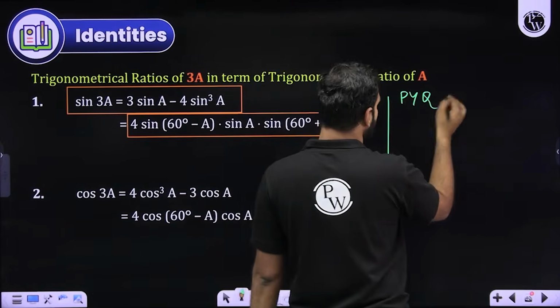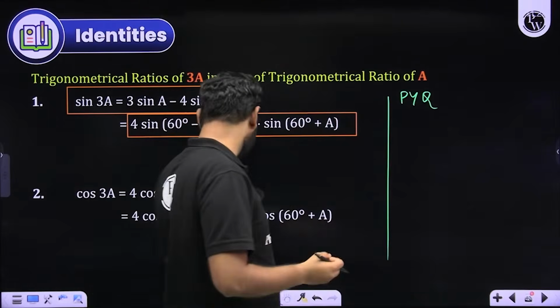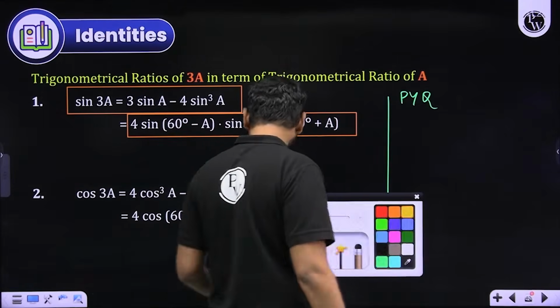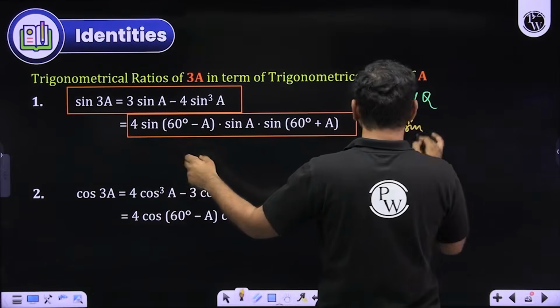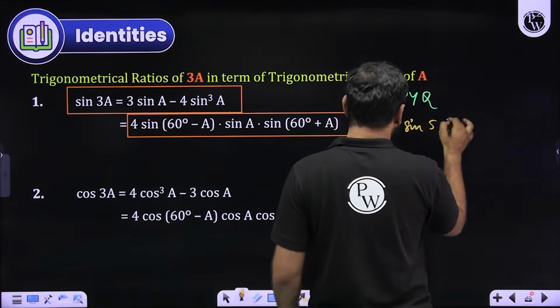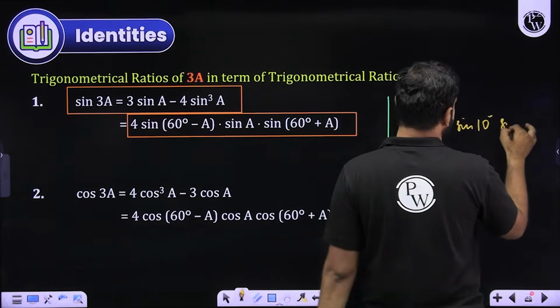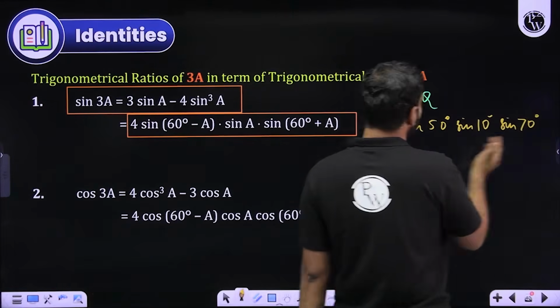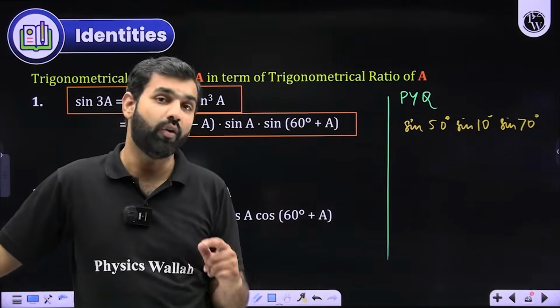The PYQ asked by JEE Advanced recently was a question based on this identity. They gave something like sin 60 minus A, sin A, sin 60 plus A. Let's take A as 10 degrees. So they wrote sin 50 degree, sin 10 degree, and sin 70 degree. Now, most of you must be wondering, sir, we don't know the values of sin 10, sin 50, sin 70. How can we solve this question?